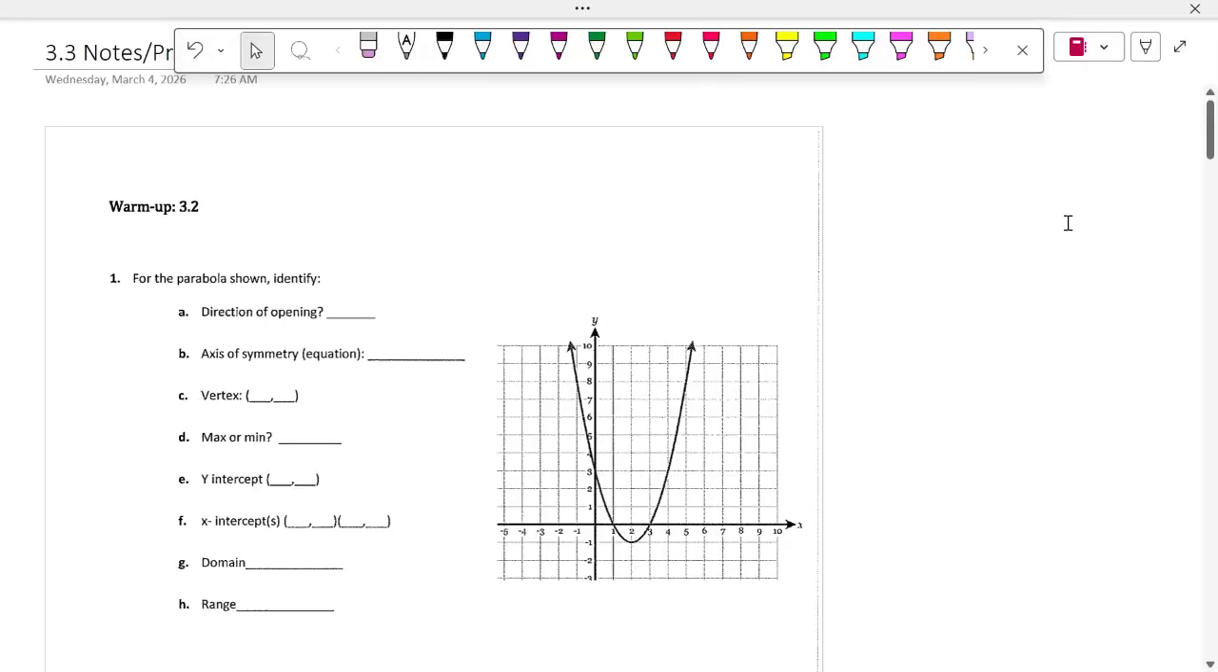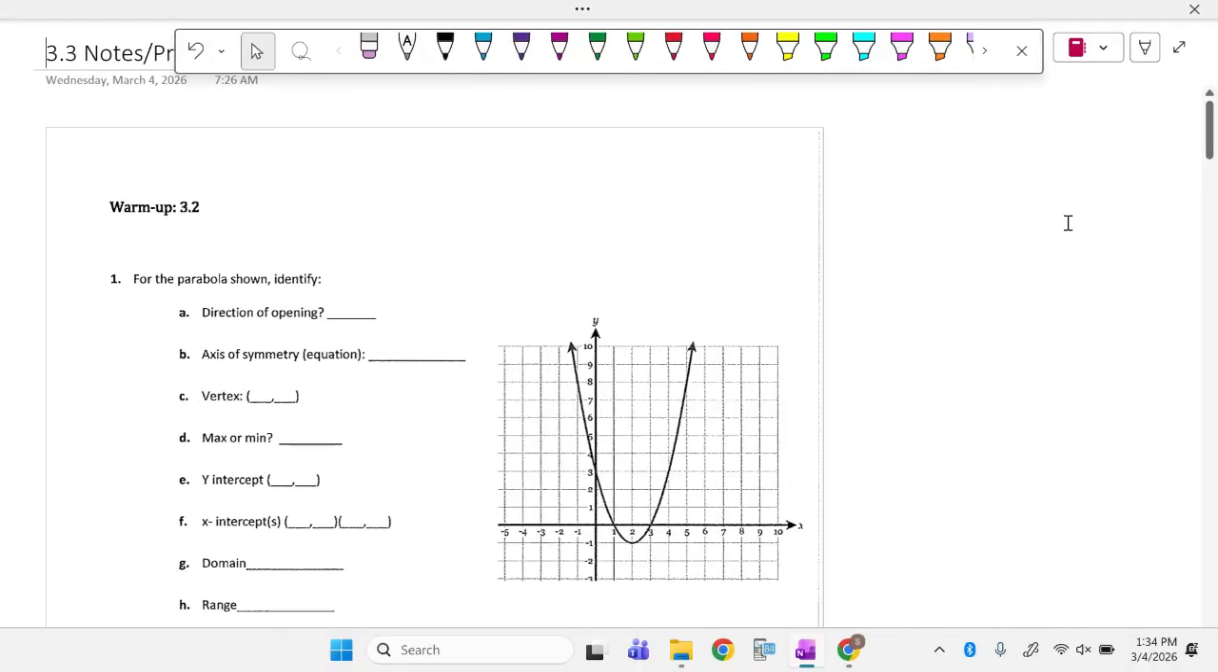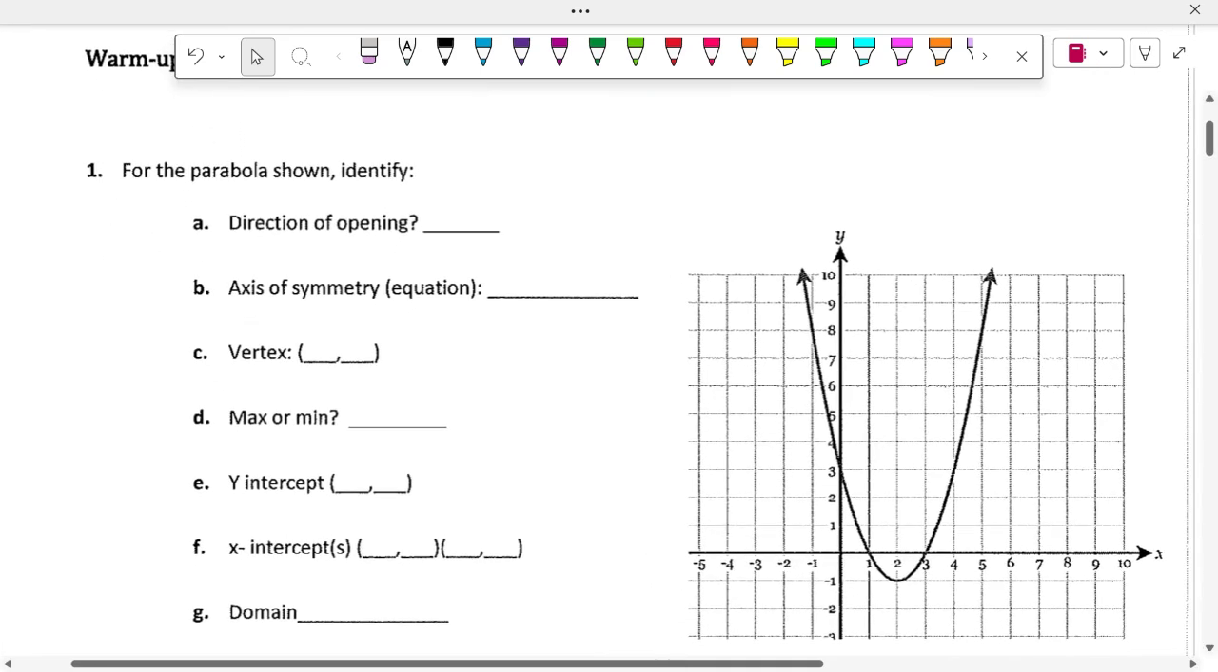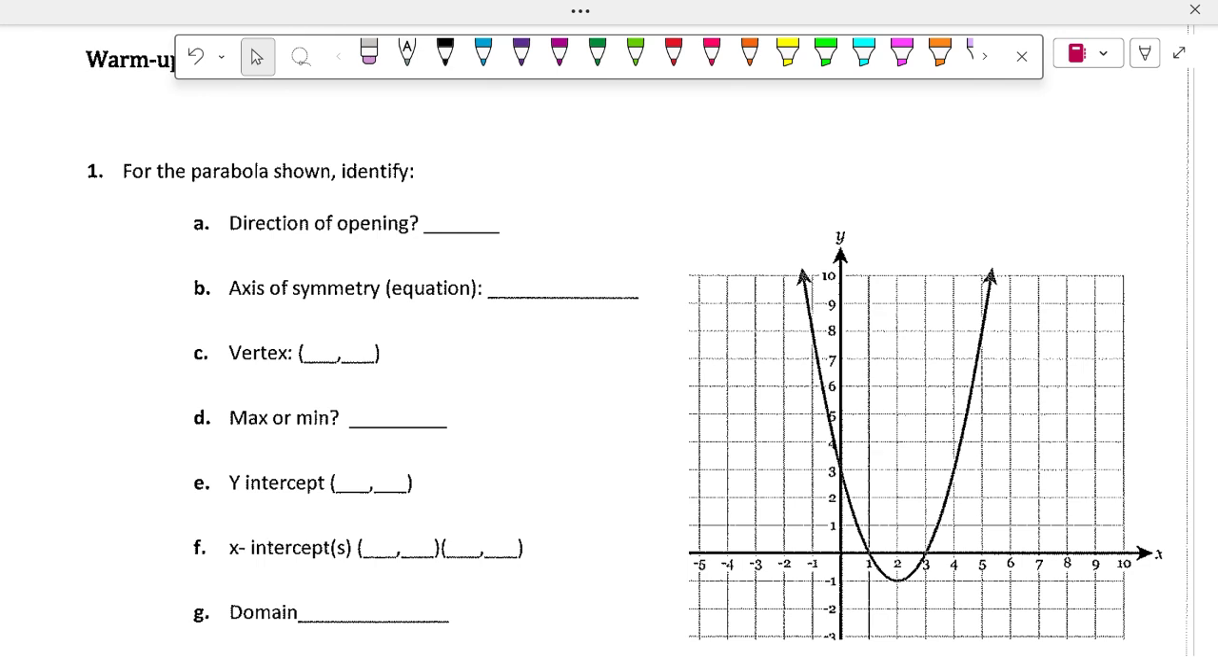So this is just review from yesterday with all the key features. All right. So I'm going to call on people to answer some of the key features that we get from this graph. So let's go with Peyton. What's the direction of opening? It's opening up. Good.